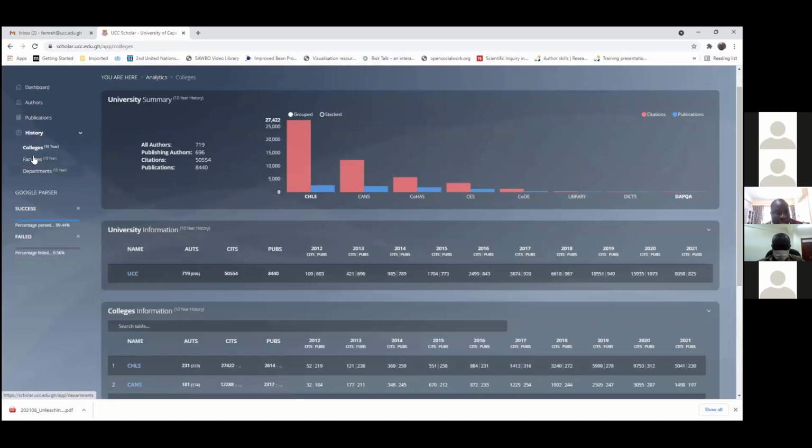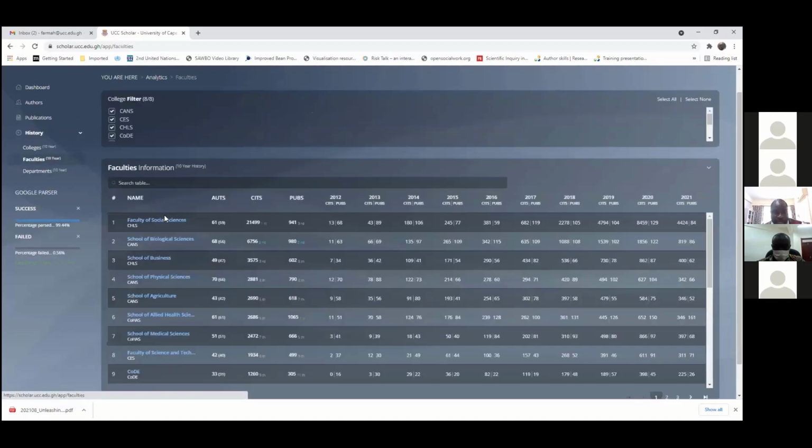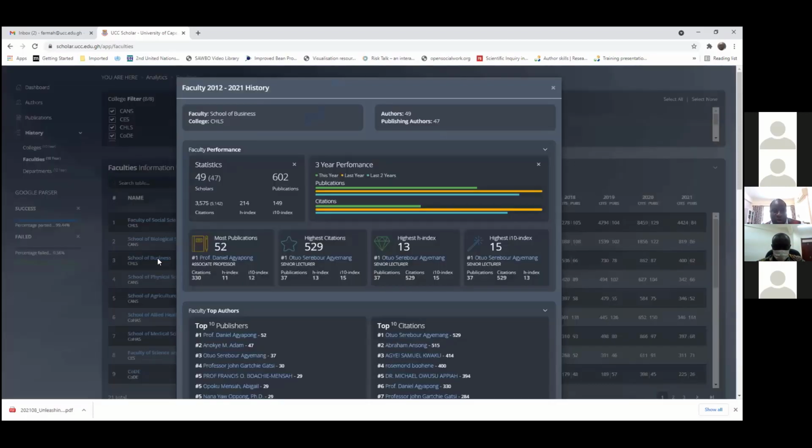You can even search for faculties. Let's say School of Business. If you click on the School of Business, it gives us an indication of the scholars who are most cited. It gives us the top 10 people who have published in that School of Business. It gives us the top 10 people who are cited in that School of Business. So we see that information there.